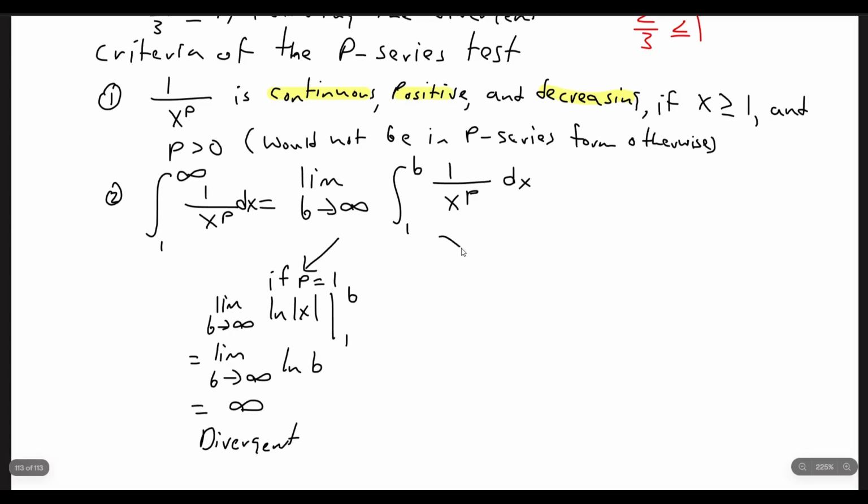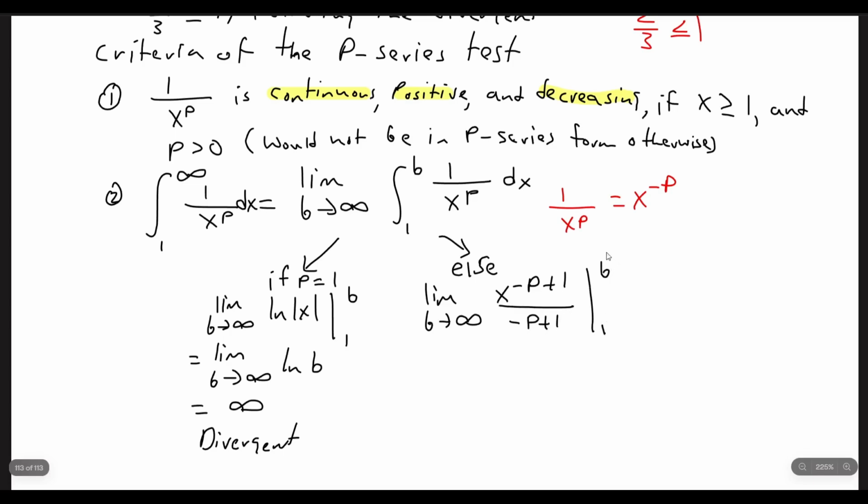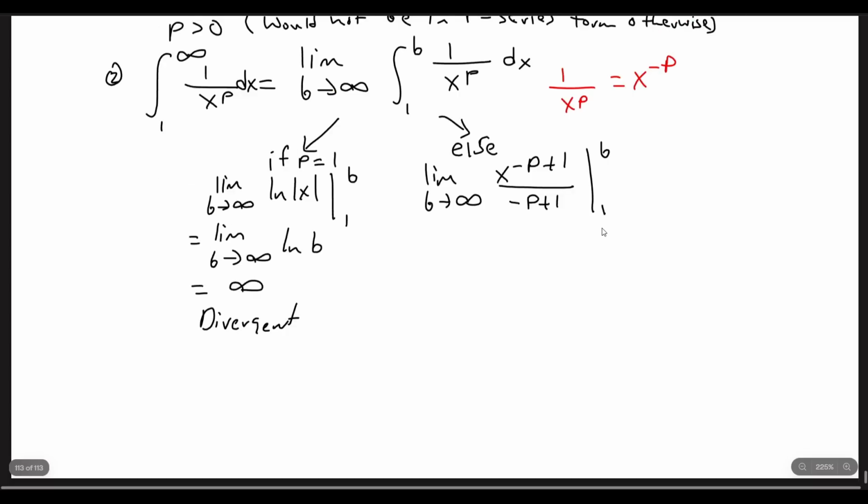So now we just have our else. For all p-values that don't equal 1, what will happen? Now we can just use the power rule. We'd have the limit as b approaches infinity. We can rewrite 1 over x to the p as x to the negative p. So then we have x to the negative p plus 1 over negative p plus 1 from 1 to b. I hope this works. This is just me thinking here.